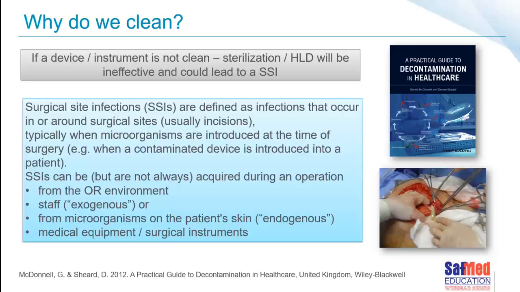Surgical site infections are defined as infections that occur in or around surgical sites, usually the incision, typically when microorganisms are introduced at the time of the surgery, for example, when a contaminated device is introduced into a patient. Surgical site infections can be acquired during an operation, sometimes, but not always necessarily, but certainly it is a high-risk area. They can be acquired from the operating room environment, from the microorganisms of the staff themselves, from the microorganisms on a patient's skin, so their own microorganisms, and of course from the medical equipment or the surgical instruments.